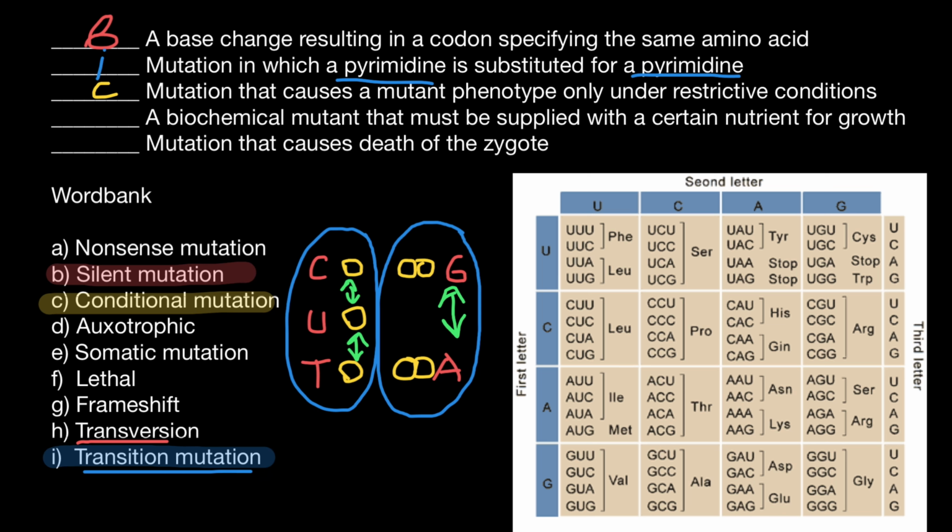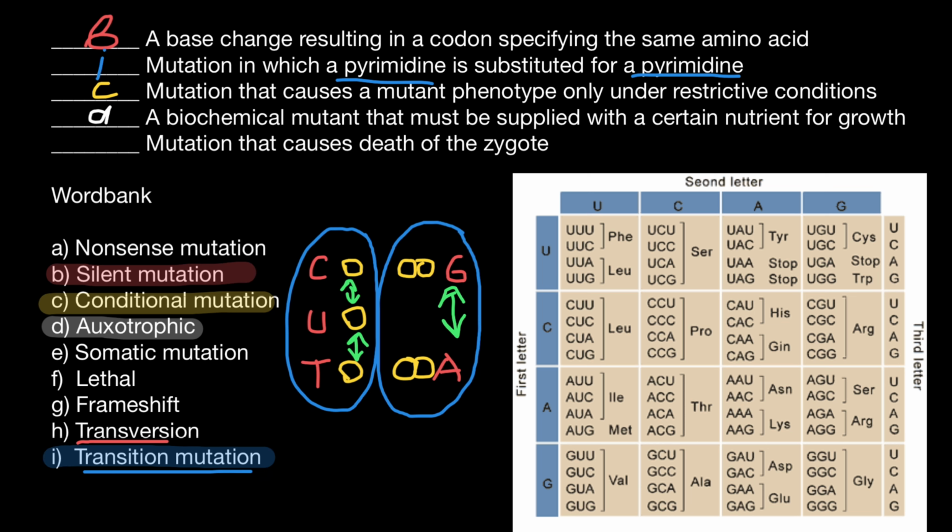And next question, a biochemical mutant that must be supplied with a certain nutrient for growth. Autotrophs would be such organisms that can produce metabolites for themselves that they need, and auxotrophs would be such organisms that are unable to produce certain metabolites and they have to be supplied with food if it is, for example, an animal, or have to be supplied with growing media if it is, say, bacteria. So the correct answer is going to be answer D.